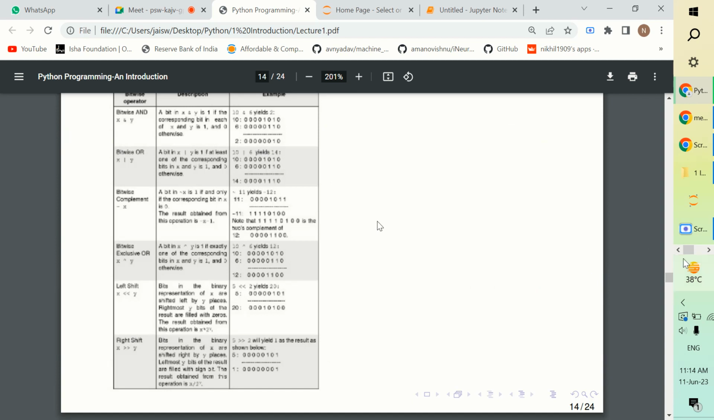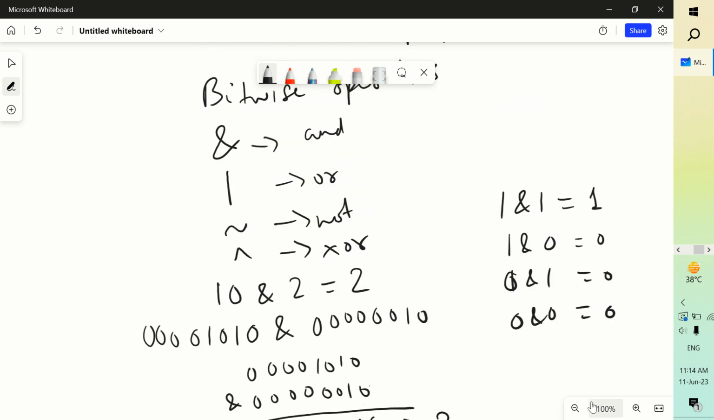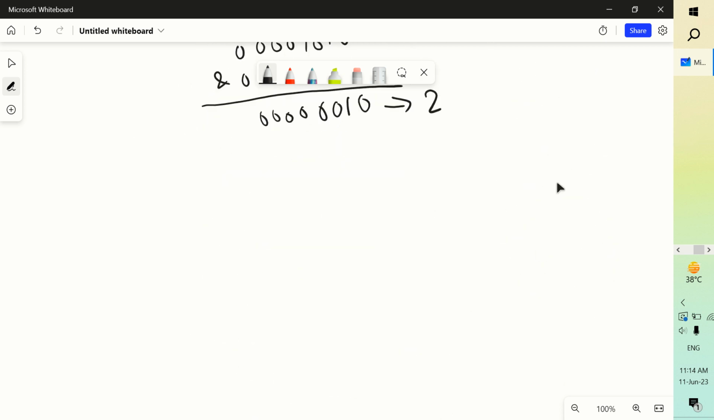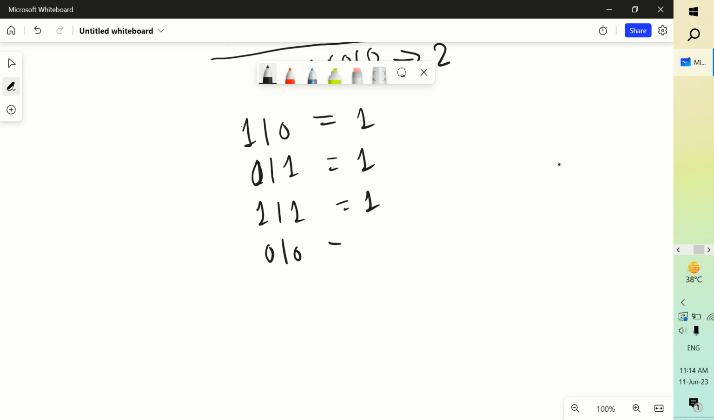Okay. Let's see the OR operator. After AND we had the OR operator. When we use the OR operator, 1 or 0 will give 1, 0 or 1 will give 1, 1 or 1 will give 1, 0 or 0 will give 0. So the OR operator gives 0 when both of the binary digits are 0, otherwise it gives 1.